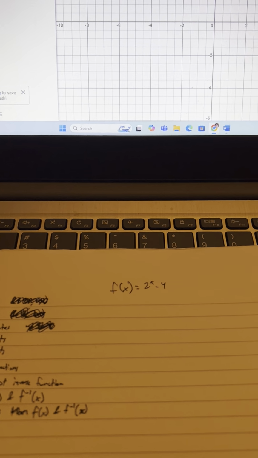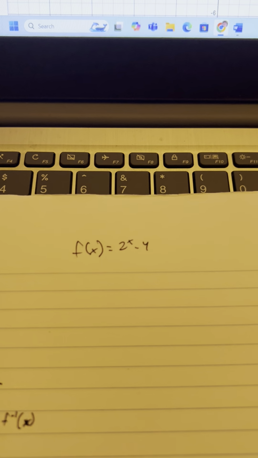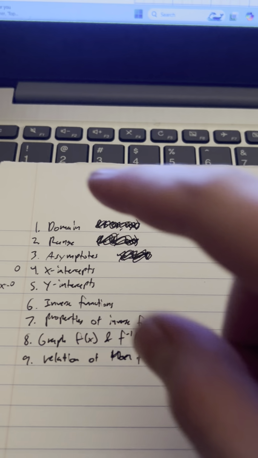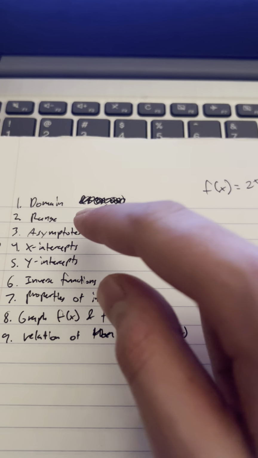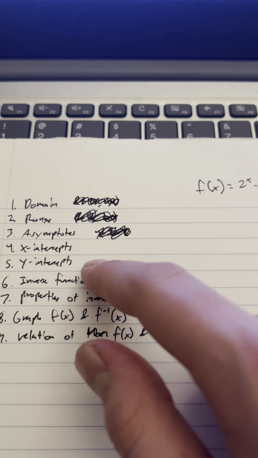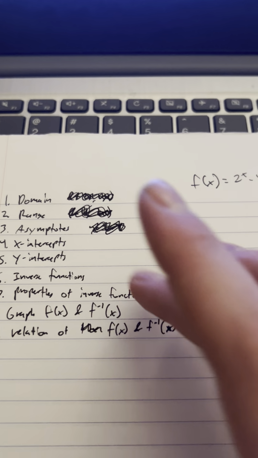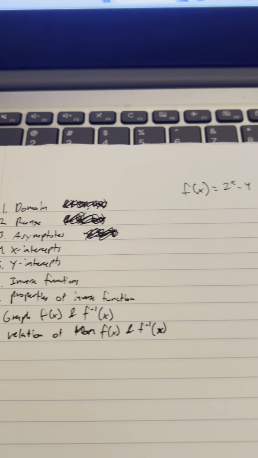Okay, today for the video, we're going to be analyzing the function f of x equals 2 to the power of x minus 4. We're going to be finding the domain, the range, the asymptotes of it, the x and the y-intercepts, the inverse of this function, and properties of the inverse function. We're going to graph both of the functions and then find the relationship between the two graphs.